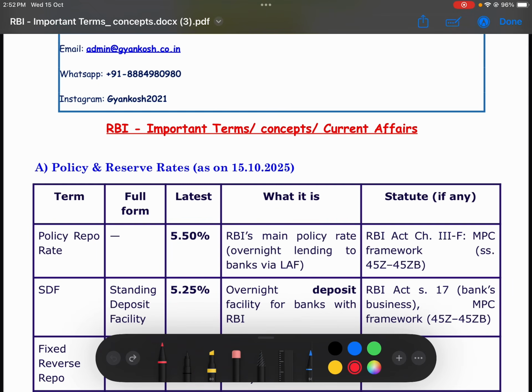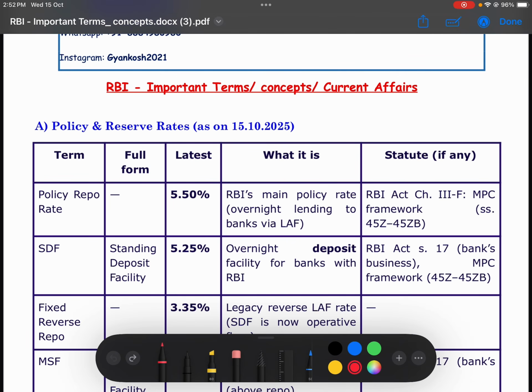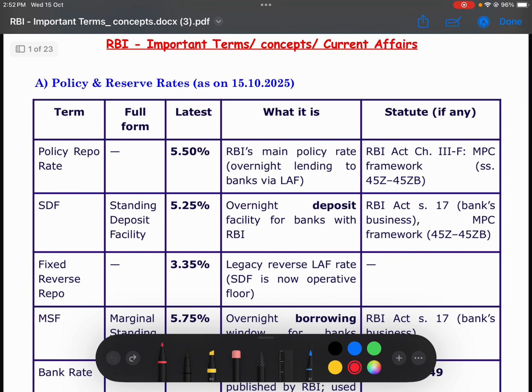Today we will study some important terms and some important data figures which will be useful for your RBI Grade B Phase 1 examination. Okay, let's start with the policy rates and other things.